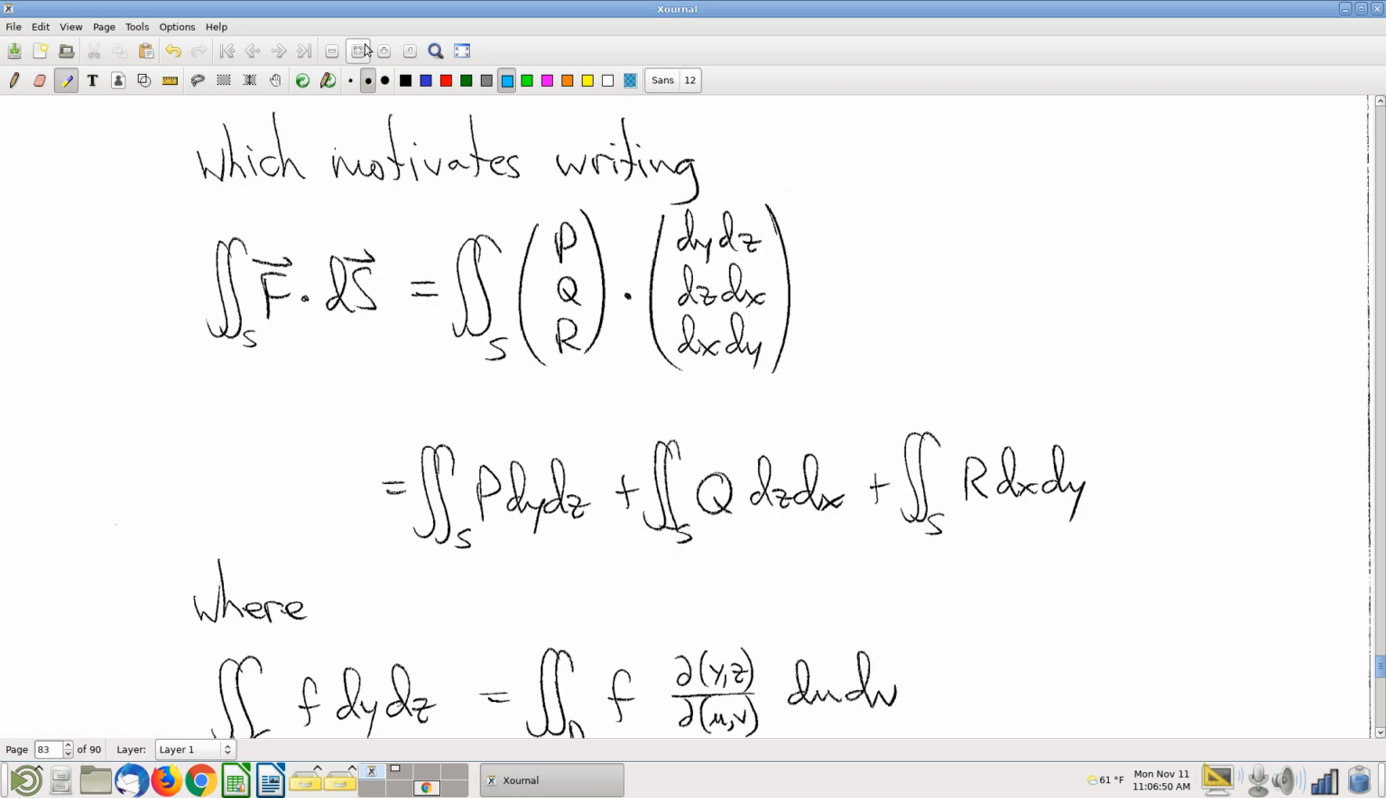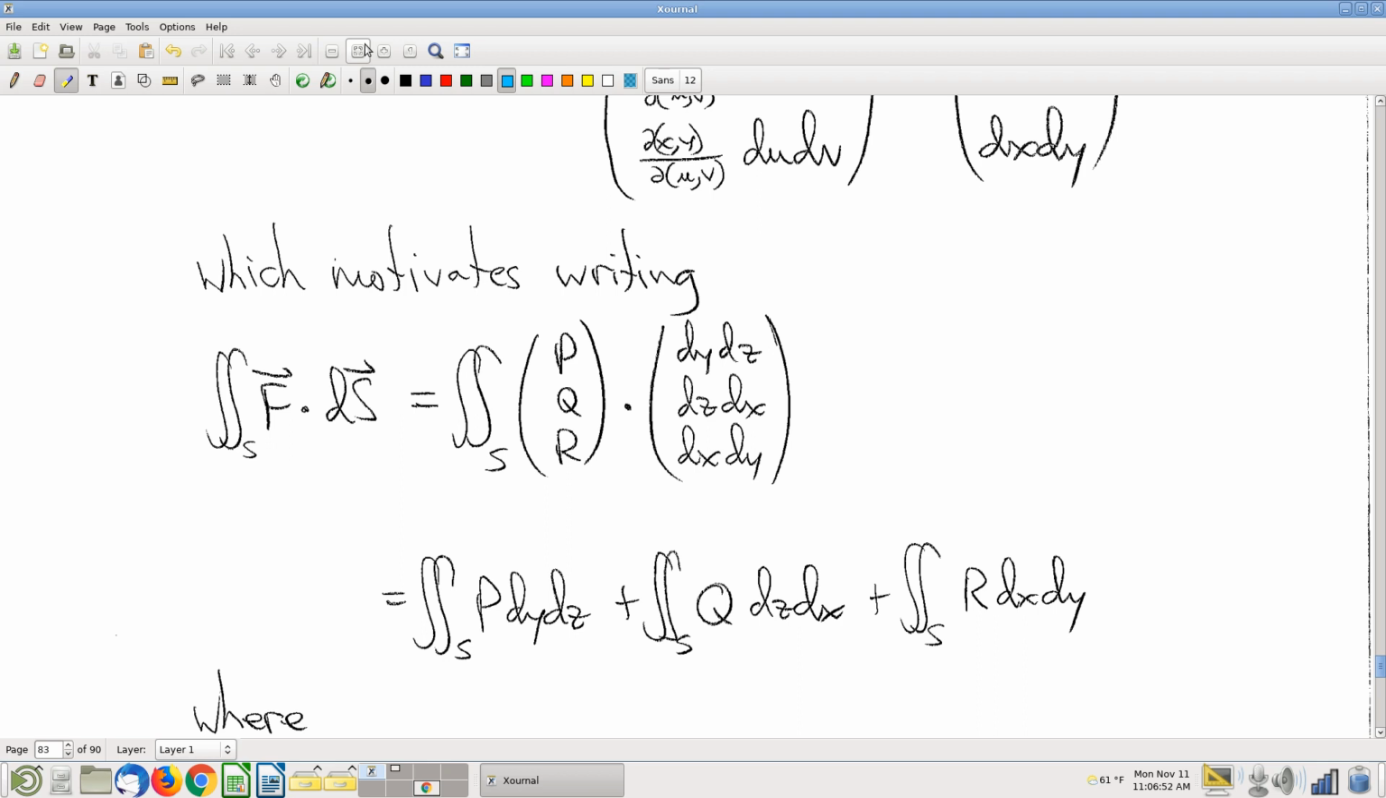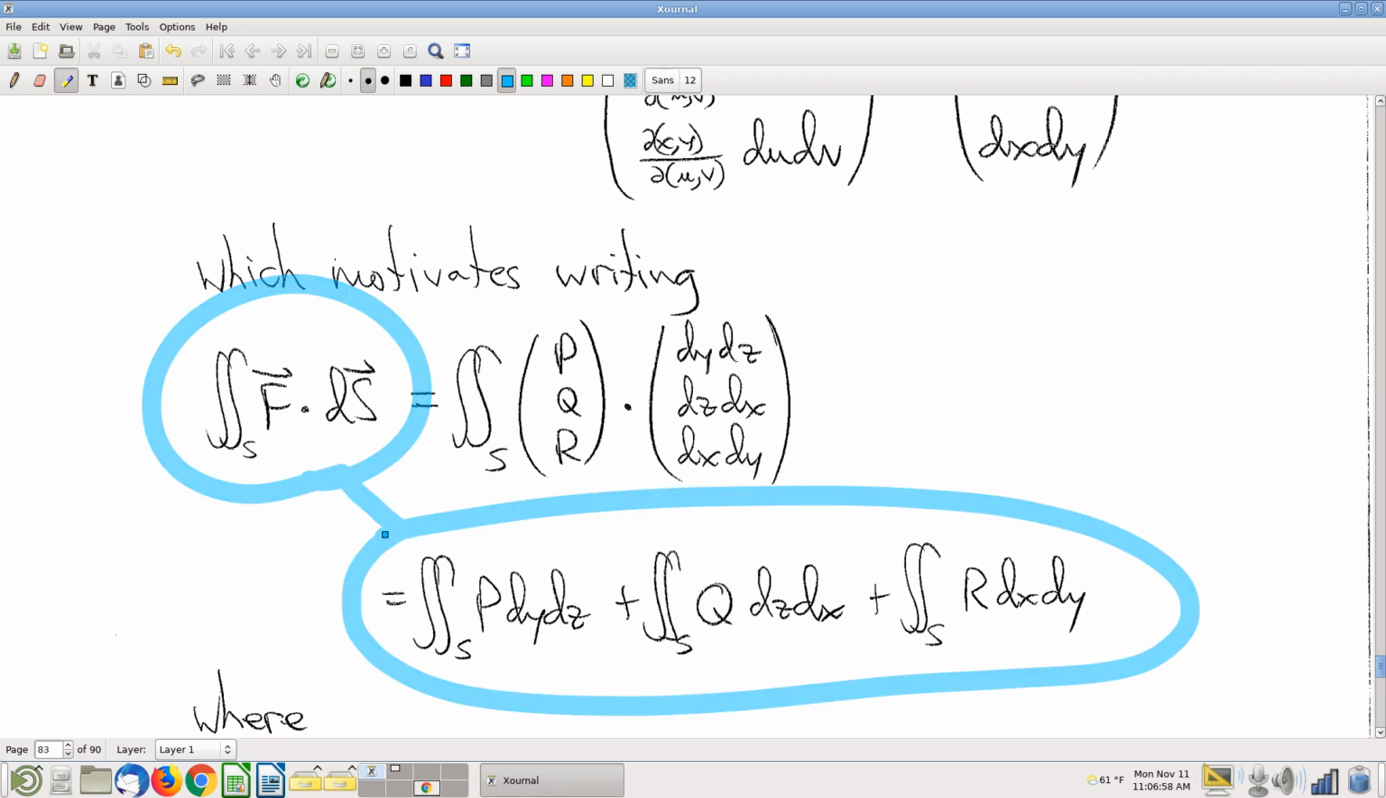Okay, so given your preferences, which would you prefer to use to write down a flux integral? Which one of these do you like better? This one's compact. This one is, in some sense, physical. We can talk about flux and thinking of surfaces and orientations and fluids flowing, and that's physical and relatable and compact.